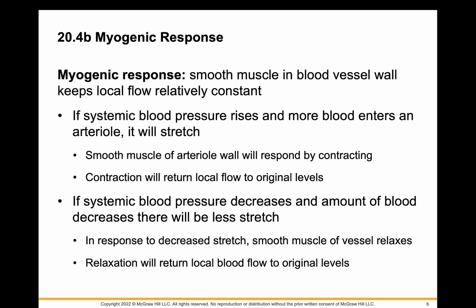Now, the opposite is going to happen when we see a decrease in blood pressure, and there is a decrease in the amount of blood. There's going to be less stretch. In response to the decrease in stretch, the smooth muscle of vessels will relax. This decreases resistance and makes it easier for blood to flow. So we look at relaxation of the vessel while returning flow back to original levels. This is what we mean by myogenic response. It's the smooth muscle responding to changes in pressure, but the goal here is to maintain a constant flow.